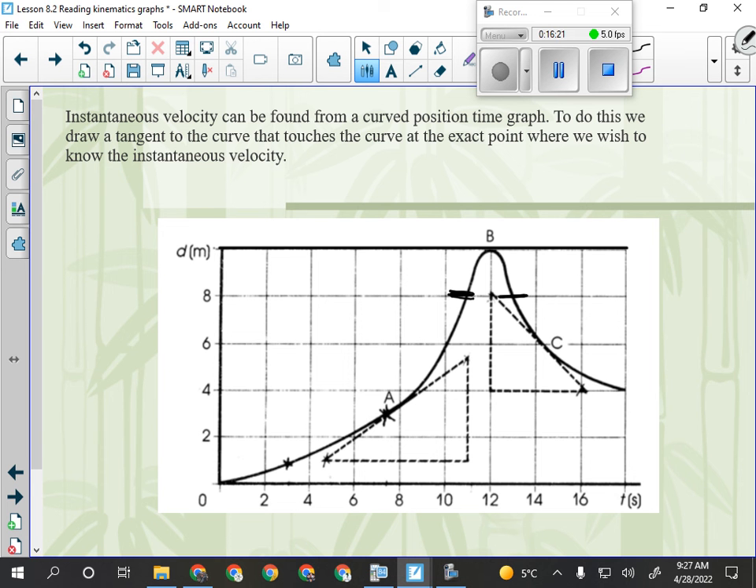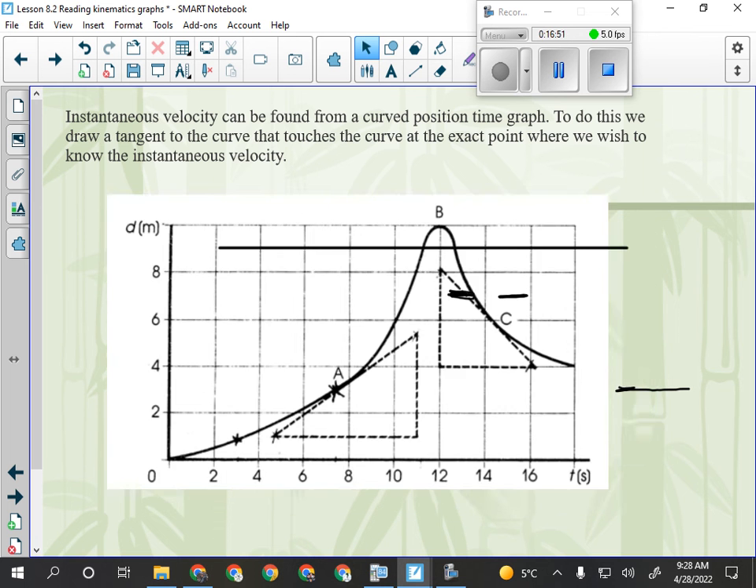The last part is me catching the marker and bringing it to a stop. How do I know it comes to a stop? What does the line look like right here? It's flat. So I slow it down, and it stops. Not moving anymore, so the line gets flat.